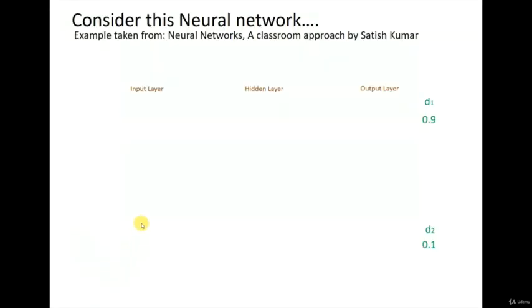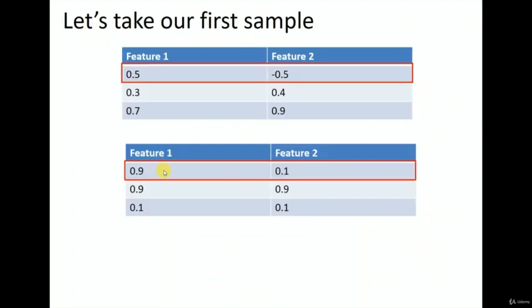So this is the neural network that we're going to work with. If you'd like the reference, I've taken it from a textbook called Neural Networks, a Classroom Approach. So D1 and D2 here are your expected outputs. And remember, they're 0.9 and 0.1. So here we have 2 input features and 2 neurons in the output layer.